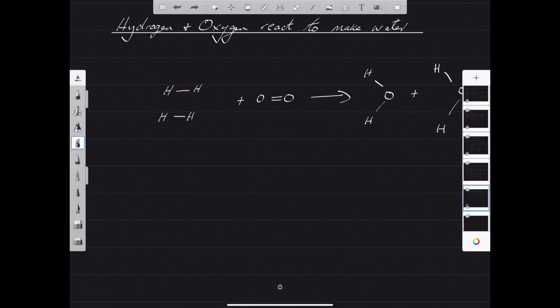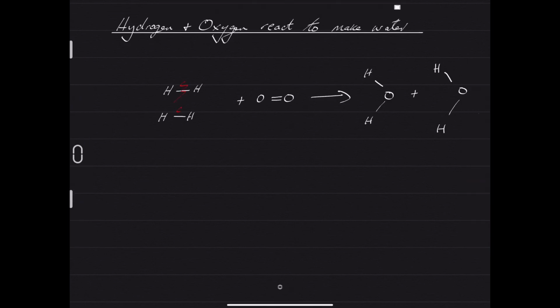Let's make it a bit easier. The hydrogen bonds needed to be broken, and also the oxygen bonds needed to be broken. The bonds between the oxygen atoms needed to be broken. So you can see the zigzag line. This represents the bonds between the hydrogen atoms being broken, and also it represents the bonds being broken in the O2 molecule. These bonds are being broken when we're forming water.